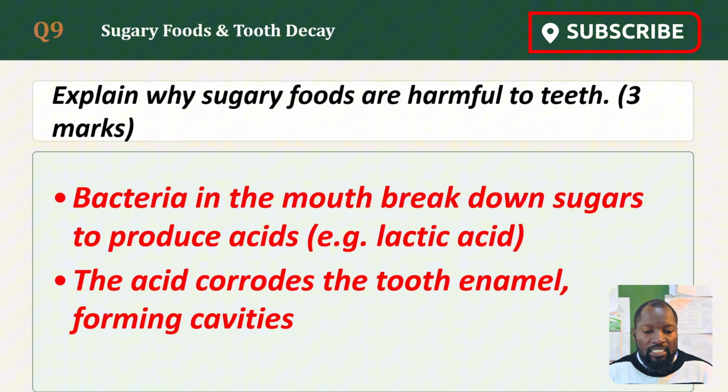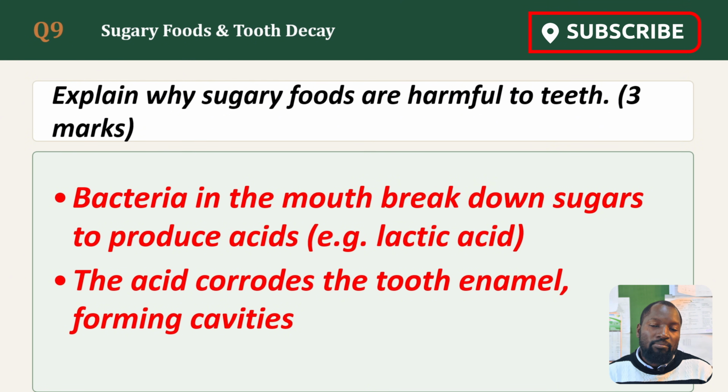Now, number 9, explain how sugary foods are harmful to teeth. We have been told all the time that when you take sugary foods, they will affect your teeth. So how is this possible? Now, the reason is this. Sugary foods must be broken down, and breaking down of a sugary food is done by bacteria.